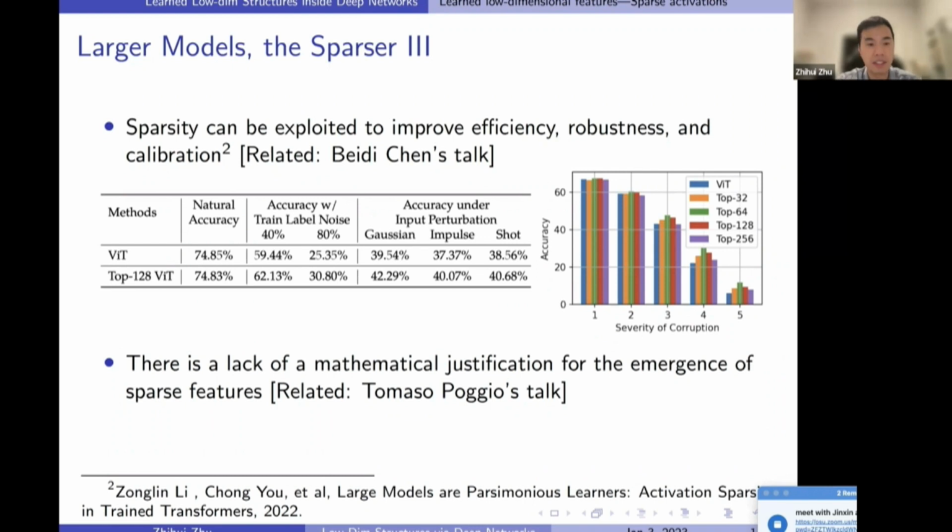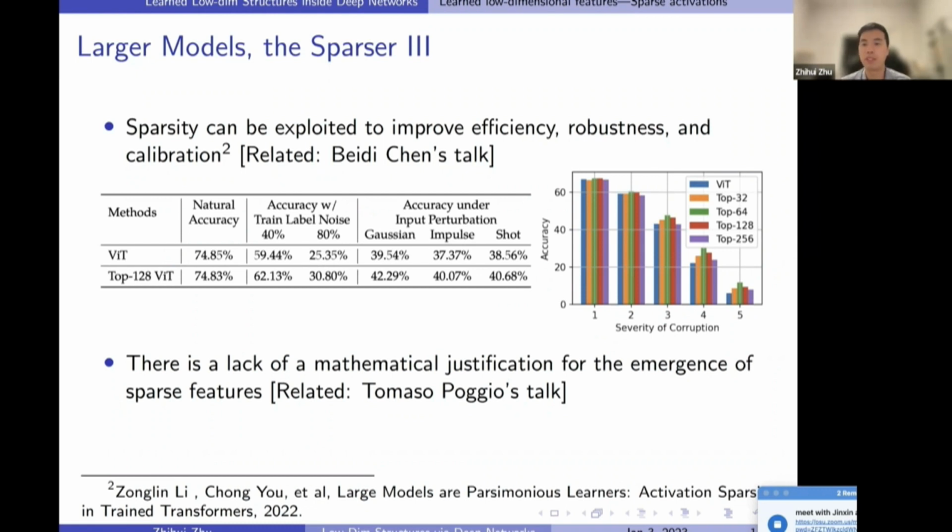But if we look at the first column in the table, we can see there's actually no hurt to the natural accuracy. And by forcing exact sparsity in each layer, we could actually improve the accuracy, or the robustness to the label noise and also to the input perturbations, as shown in the tables and also shown in the right figure.